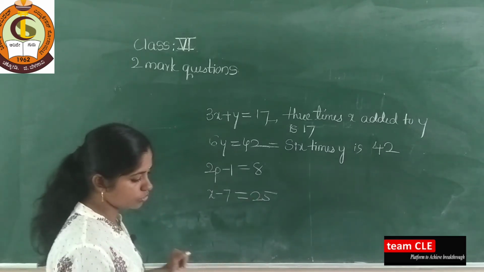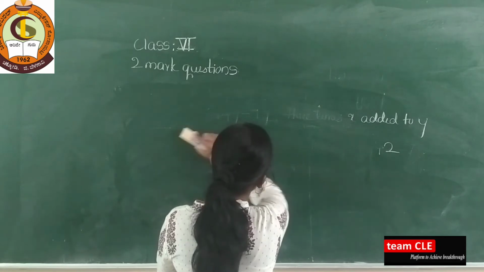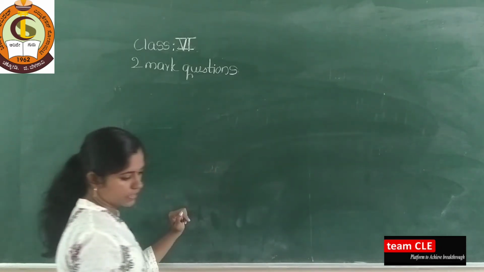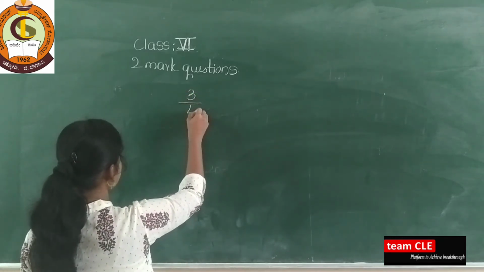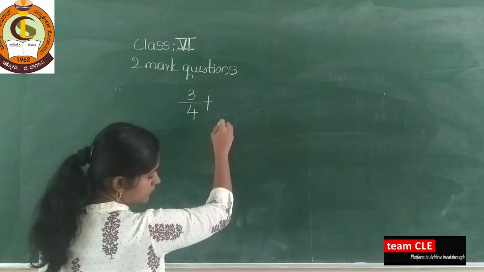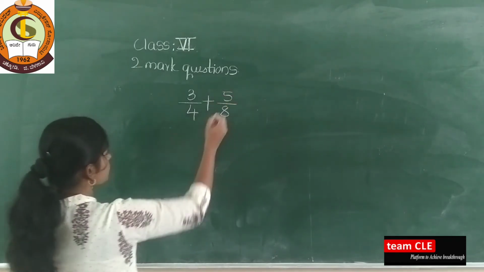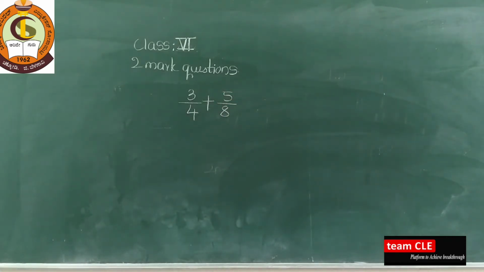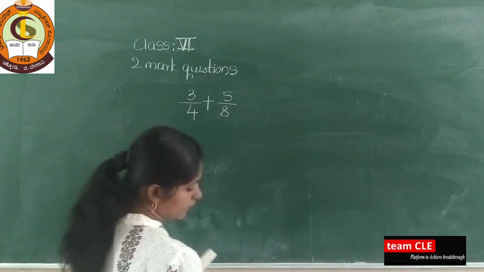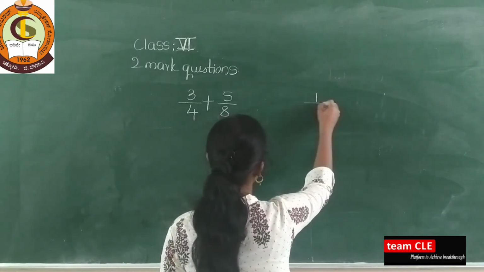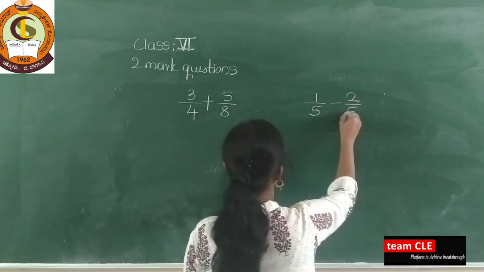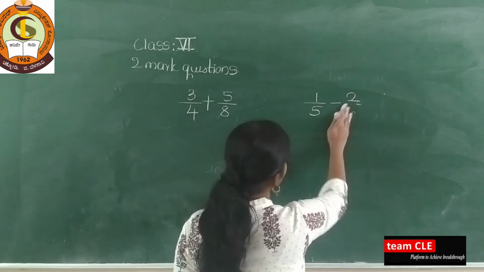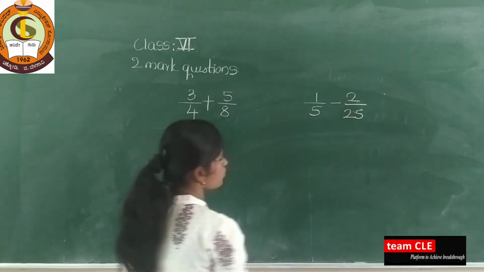Okay, fine. So next, here I will take some examples from your fractions lesson, addition and subtraction. Very important examples. 3 by 4 plus 5 by 8. Dear students, you can add like fractions very easily, but unlike fractions are a little bit difficult. So I will take one example as a subtraction: 1 by 5 minus 2 by 25. Very important questions. So how to solve this example?